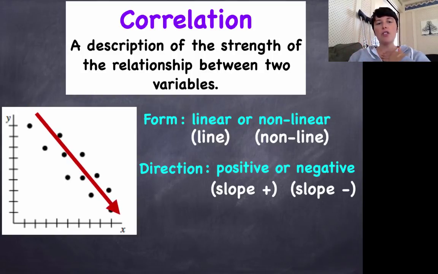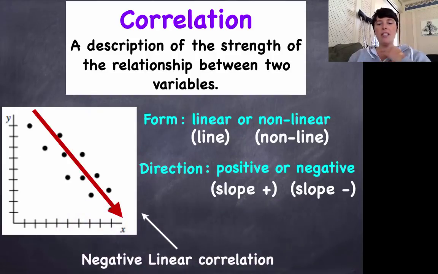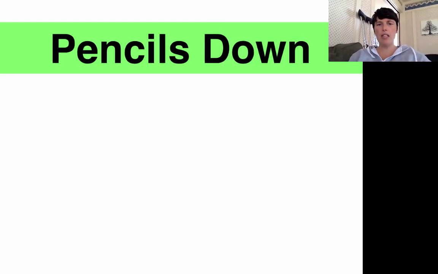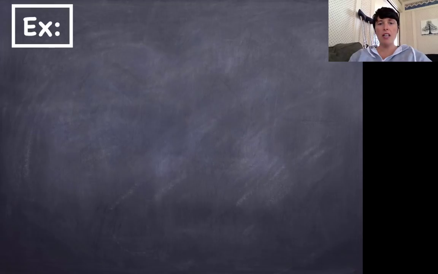So if I had to describe that correlation, my description would be, oh, it's negative linear correlation. That would be my descriptive words I could use. Negative linear correlation. Okay, so put your pencil down for a minute. You don't have to put this in your notes, but I'm going to show you some examples of some graphs. And I'm going to look at them and give them some describing words.